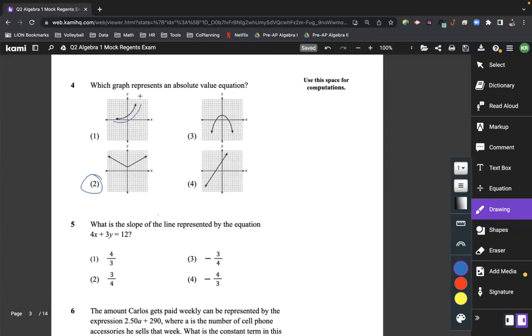This is an exponential function, which means that I have a times b, and the x is an exponent. This is quadratic, which means x is squared. This is linear, which is mx plus b. When it's a V shape, that's absolute value, and we covered that in class.